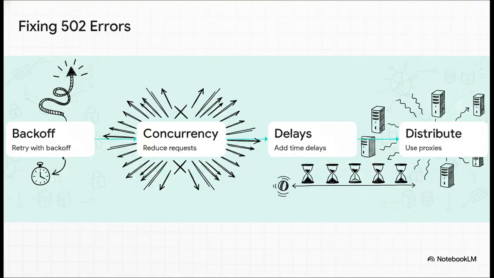The fix here really boils down to one word: patience. Your very first step is to retry the requests, but you need to use an exponential back-off strategy. That just means you wait progressively longer between each successive retry. Give it a minute. You also critically need to reduce your concurrent requests. Please don't blast the server with 100 connections at the exact same time. Add some deliberate time delays and distribute your requests so you aren't hammering a struggling server from just one single point.